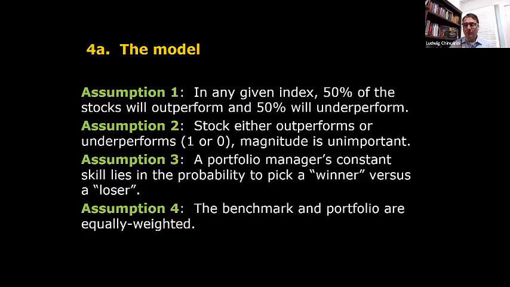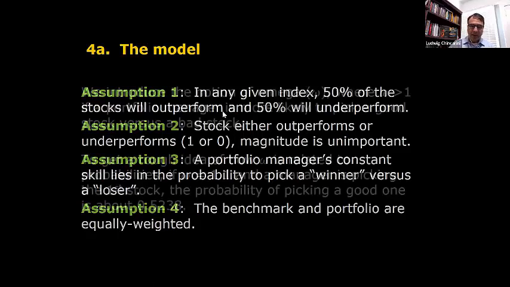Think of it as a coin flip. A coin flip would be 50-50. They're better than a coin flip, okay? And the other assumption here is that their skill never dies. So an active manager has skill always, okay? And again, we could argue on that assumption, but that's what I'm going to assume for now. And assumption 4 is the benchmark and portfolio are equally weighted. This turns out to be not important at all, but it just makes things simple.